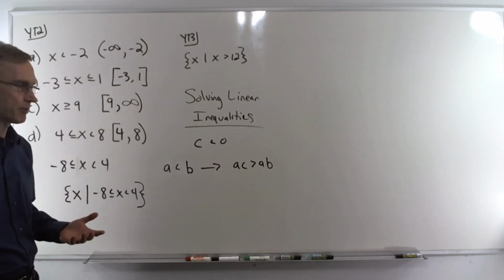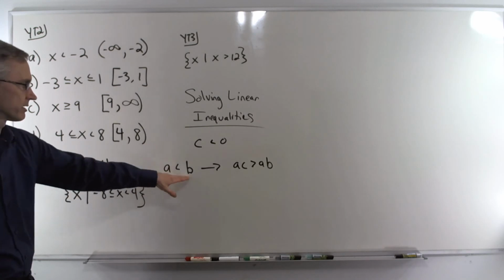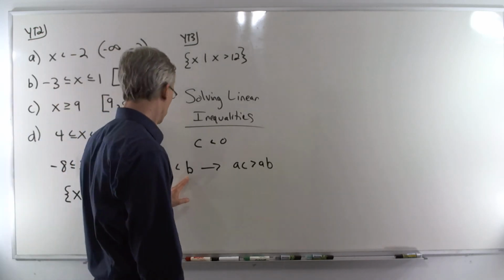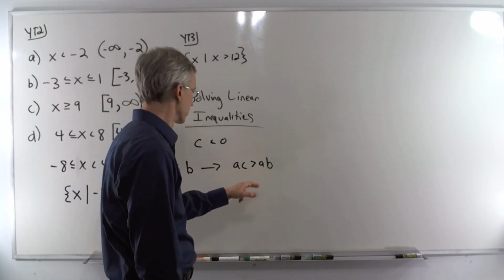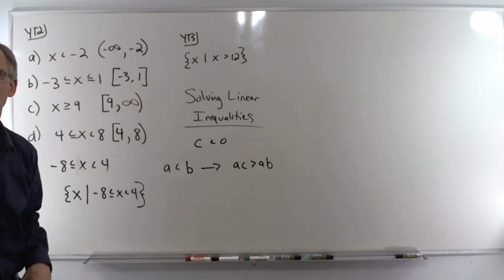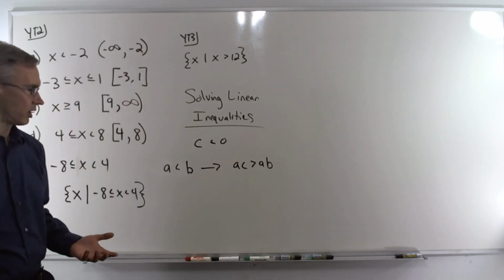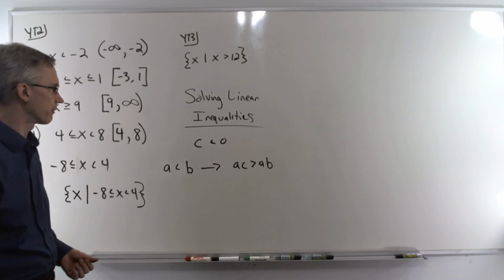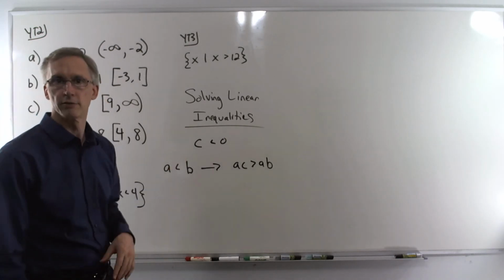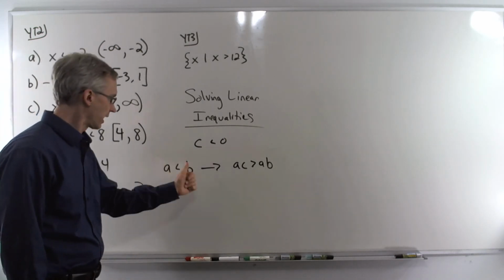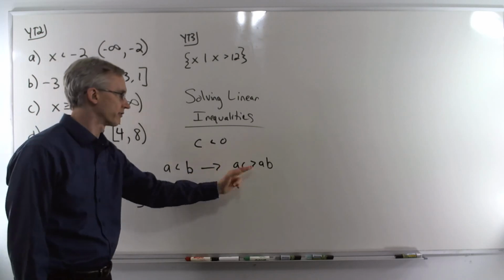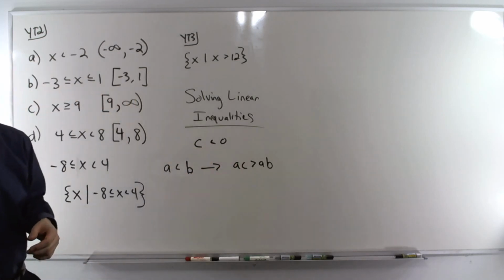Now notice what's happened here. We started with a is less than b, and then we switched the direction of the inequality. So when solving inequalities, if you end up having to multiply or divide each side of the inequality by a negative number, you have to flip the direction of the inequality symbol.